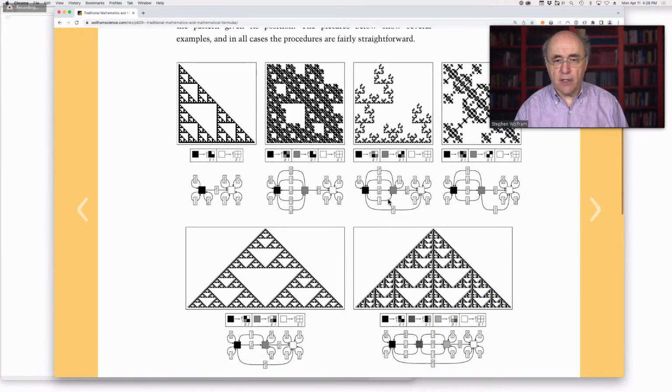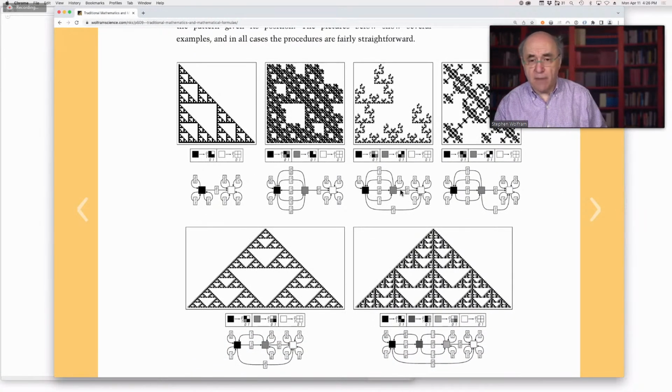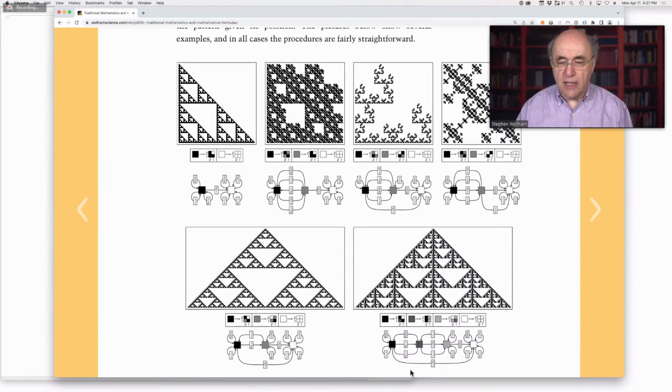And these are the finite automata that do the same thing for these patterns here. This is the slightly more complicated finite automaton that's needed to determine the color of a particular cell here in this like Rule 150 like pattern.